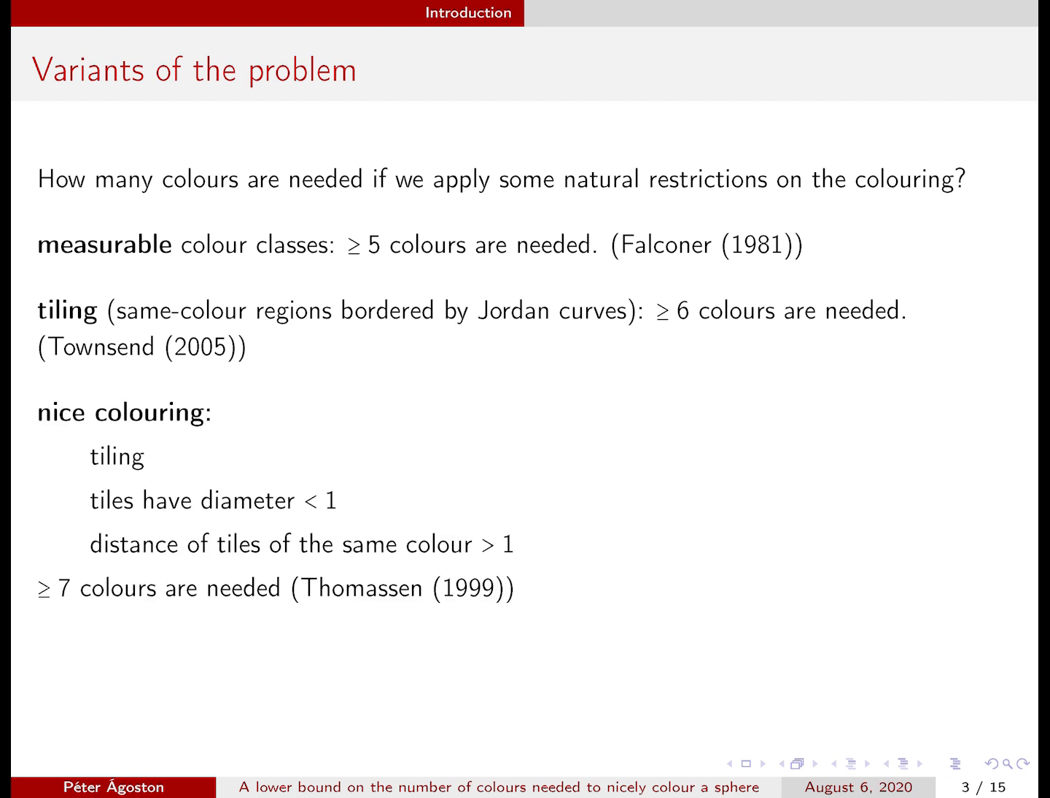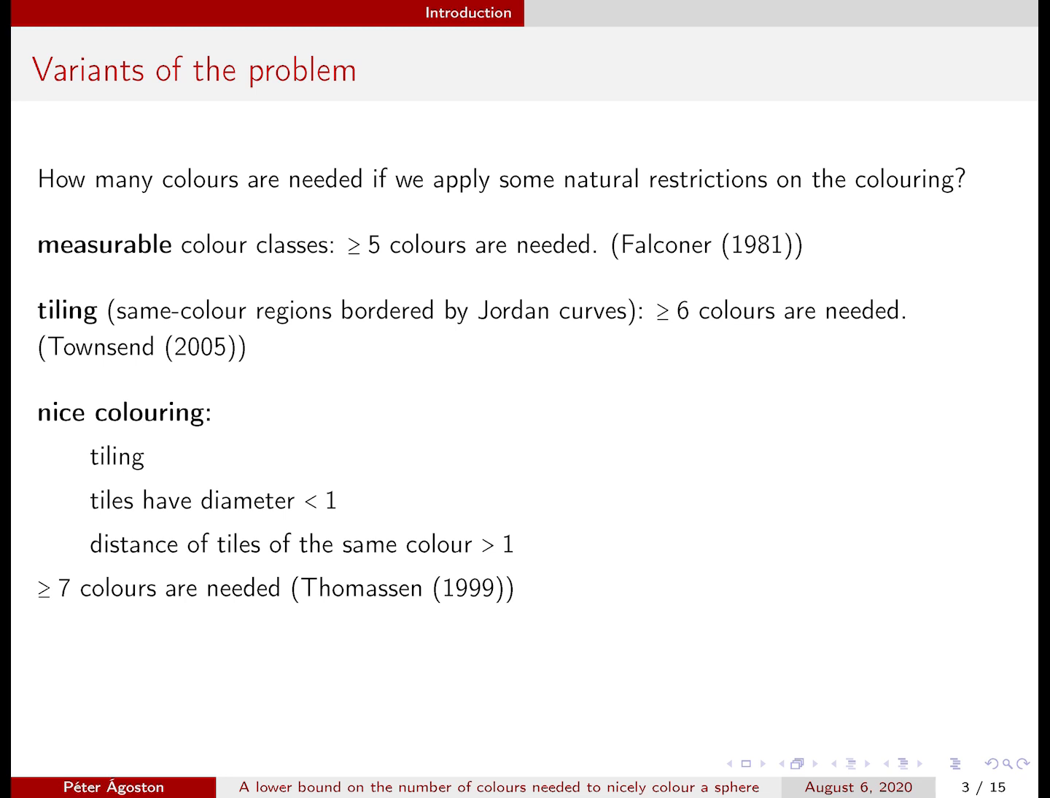Thomasson also considered some extra conditions, calling tilings satisfying these nice. Specifically, he imposed that the tiles have a diameter strictly smaller than 1, and the distances between different tiles of the same color be strictly larger than 1. This is a stronger definition than the original in 2 ways. Firstly, when talking about tilings, we allow tiles to have a diameter 1 if the borders are colored appropriately.